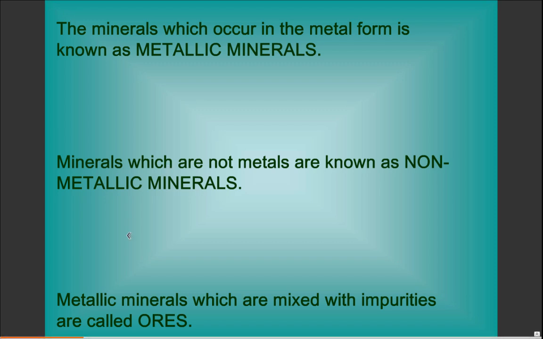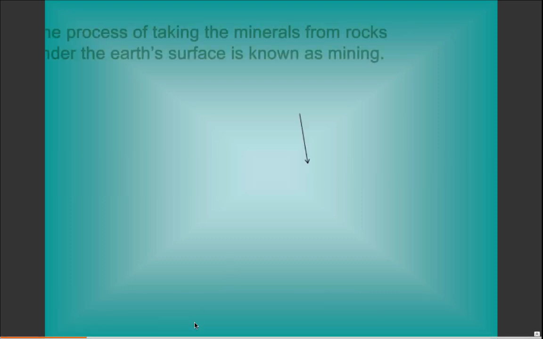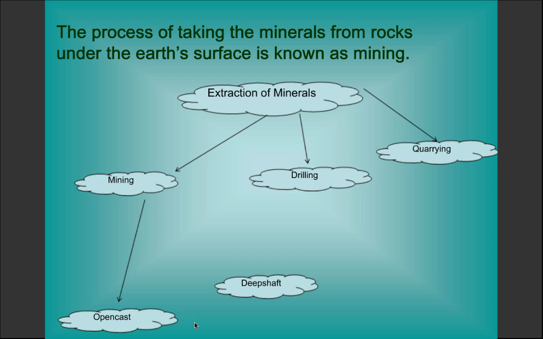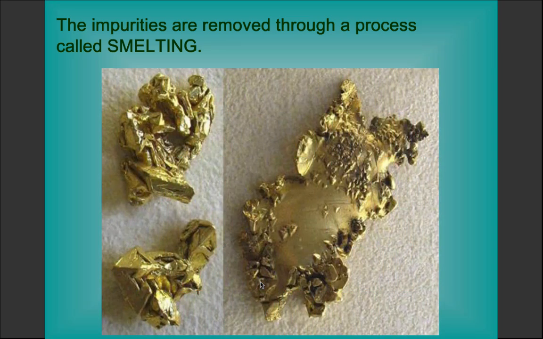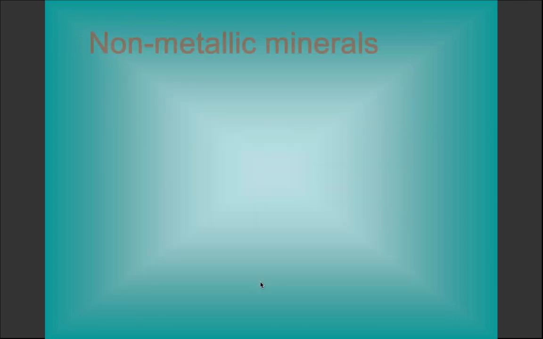So let's talk about ores. Metallic minerals which are mixed with impurities are called ores. The process of taking minerals from rocks under the Earth's surface is known as mining. We can quarry, we can drill, or we can dig an open cast mining shaft, or we can have a deep shaft. The impurities are removed through a process called smelting. Here's copper that has been smelted.